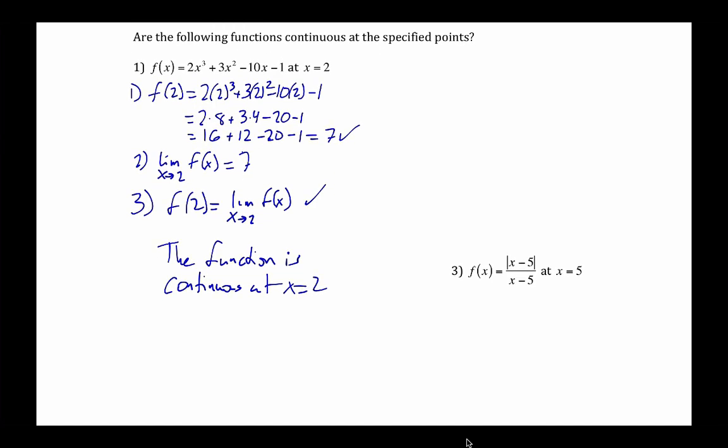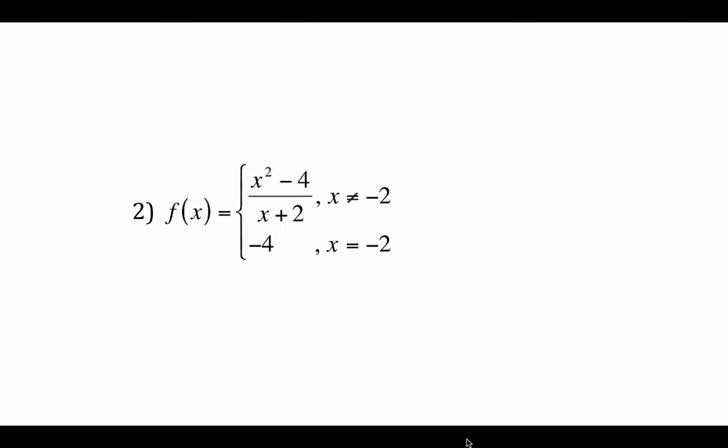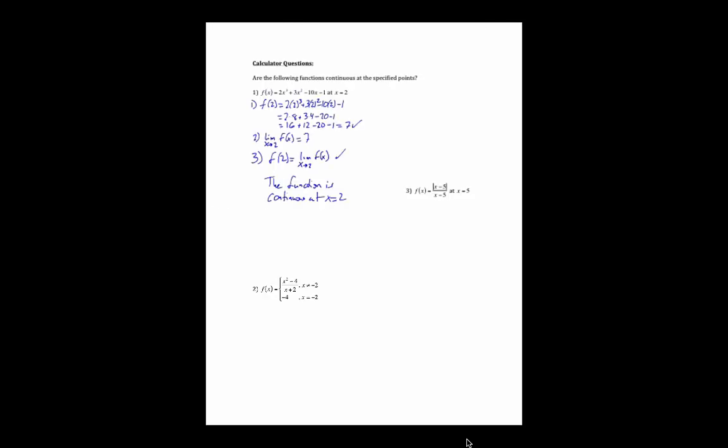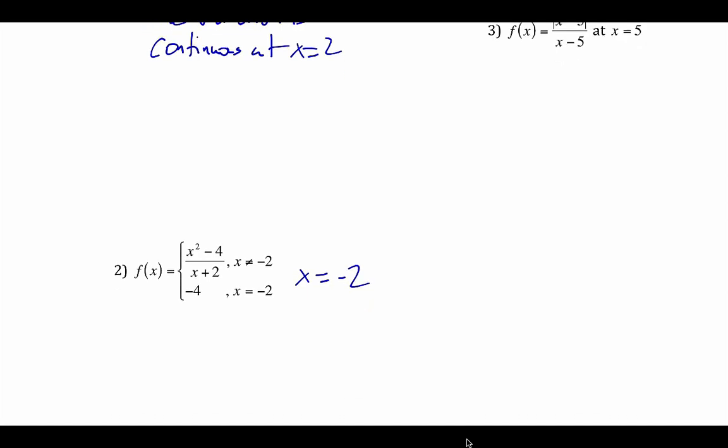Now, let's do number 2 next, doing them in order. This one, we're going to have to figure this out. We're approaching this again at, it doesn't specify. We're going to be approaching at x equals negative 2. My apologies. So number 1, f of negative 2 equals, well, looking at this, we're going to have to plug that into the bottom one, so it's just negative 4. Now, number 2, we have to do the limit.